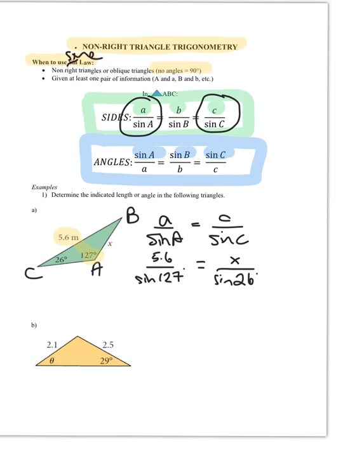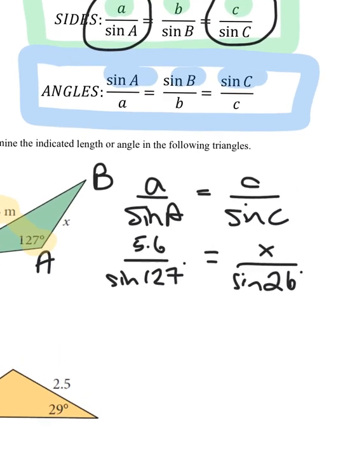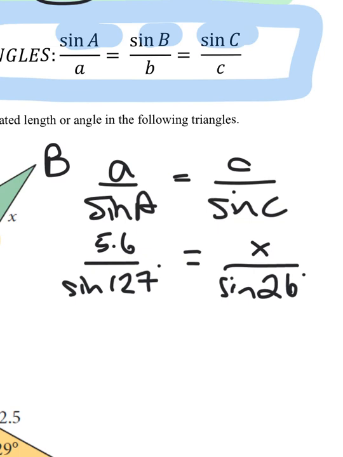Okay, so just like before, we want to solve for x. So we're going to bring this forward here. To get x by itself, we're going to multiply the sine 26 up to the other side of the equal sign. So we have 5.6 times the sine of angle 26 over sine 127.